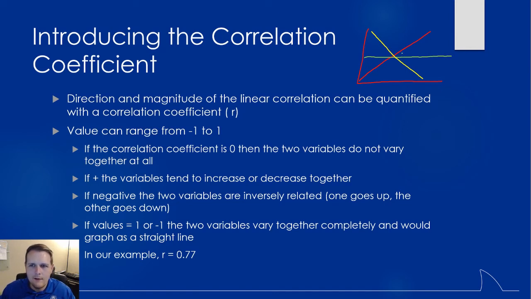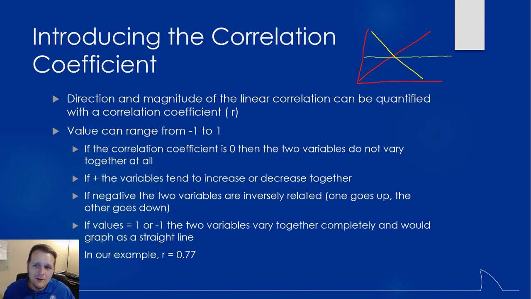So the red line is a correlation coefficient of 1, the green line is 0, and the yellow line is -1 there. Okay. Again, if it's positive, it means the variables tend to increase or decrease together. If it's negative, it means the variables are inversely related, so that as one goes up, the other one's going to be going down there.